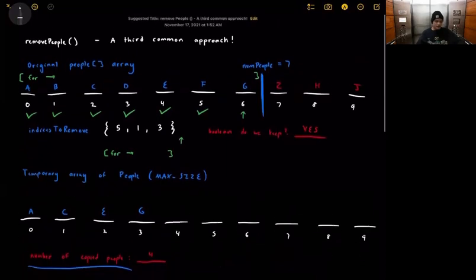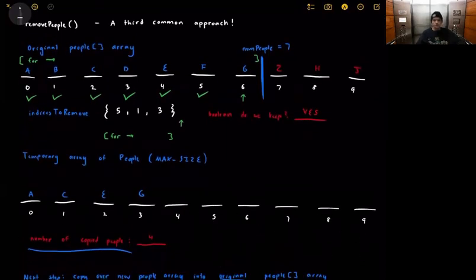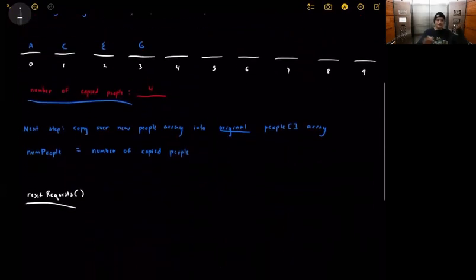Okay, hopefully that was helpful, the idea of using nested for loops, but just in a slightly different way, copying over from the original one, just the people I care about, into the temporary one, and then copying from the temporary one back into the original one.